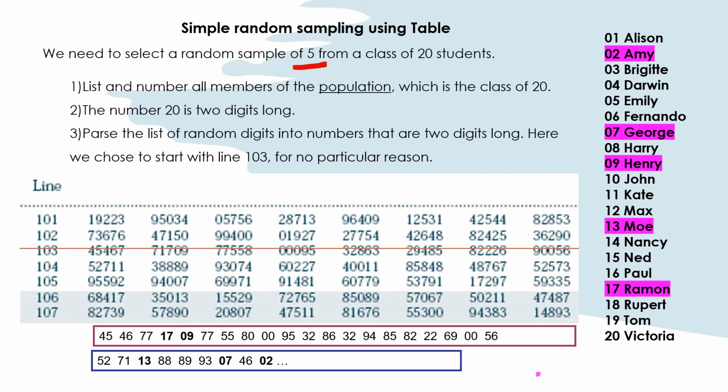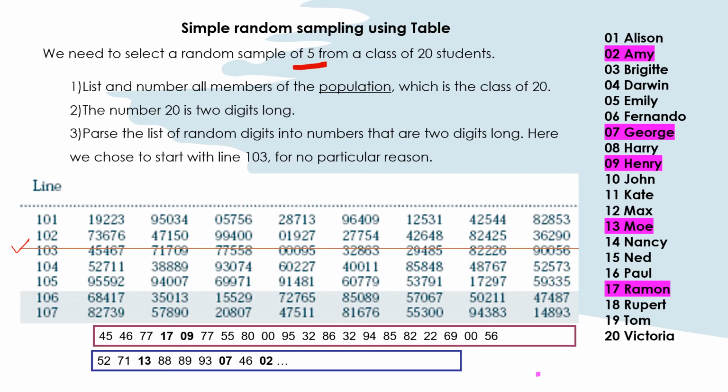So after assigning these numbers, let us take the table and assume that we are trying to make use of line 103. A number will be given in our question. So if it says make use of line 103, I start with line 103, and in this line the numbers start from 4, 5, 4, 6, 7, etc. I have to pick two numbers at a time and see whether the numbers I have assigned to this population come under this.